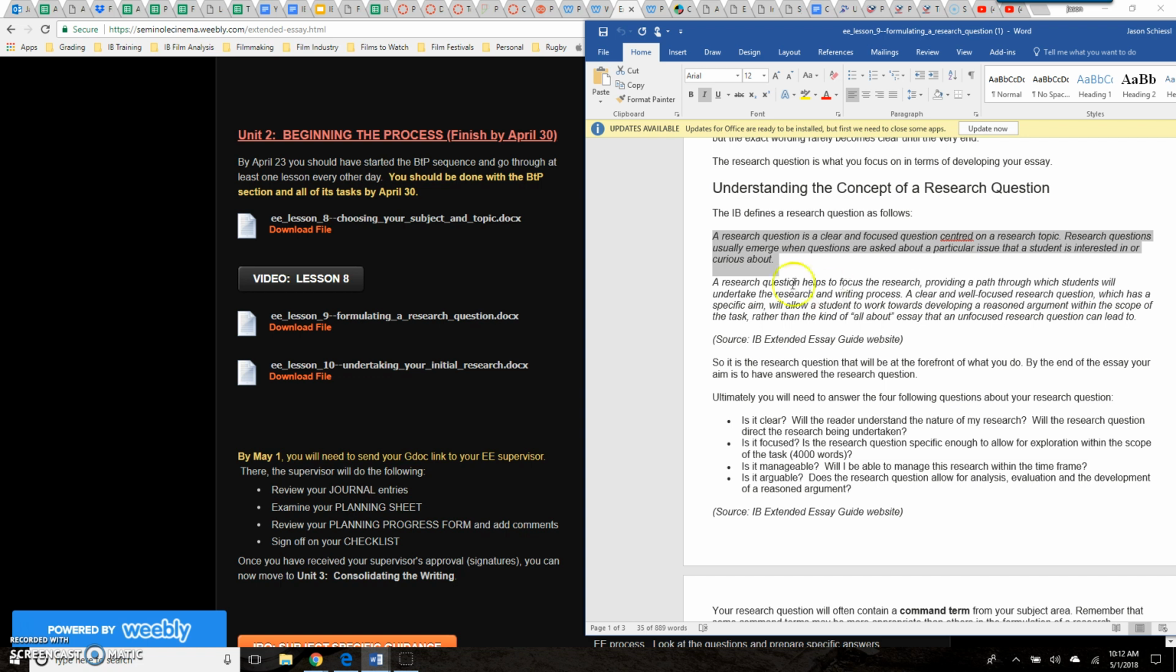So to continue on with what the IB defines as a research question, well, the research question helps to focus the research, and it provides a path through which the students will undertake the research and writing process. So it needs to be specific. If the research question is open or it is unfocused, a student is going to find that there are a multitude of different paths to choose from. And this is not what the EE is about.